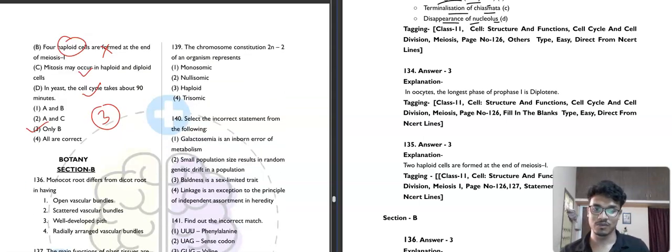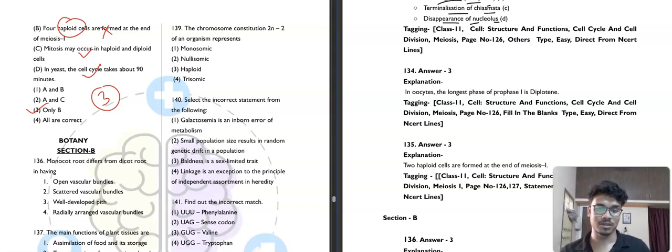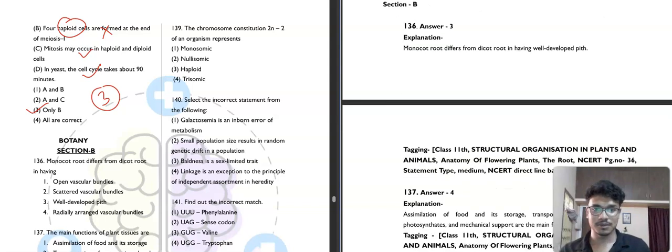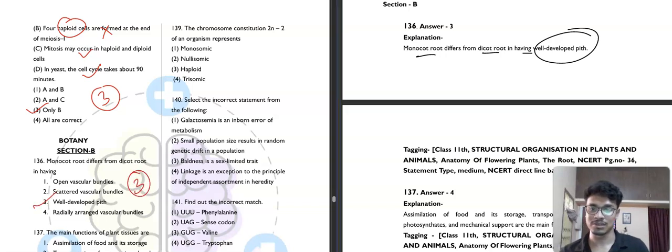Then we will move to section B of the botany part. Question number 136. It is saying that monocot root differs from dicot root in having. So monocot root has something which dicot doesn't. That is the differentiation. Monocot root differs from dicot root in having well developed pith. The third option will be your correct answer for this question.